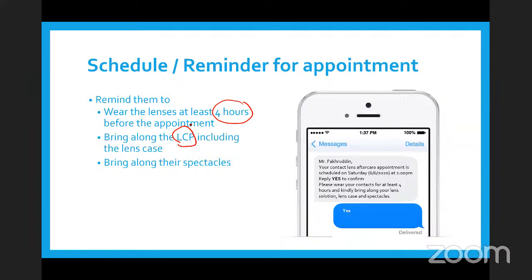So it's important for you to remind the patients to come with the lenses on at least for 4 hours, carry along their lens care products and the lens case they are using, and also bring along the spectacle case. So these are certain key points I think you must remember when you schedule an appointment for the aftercare.